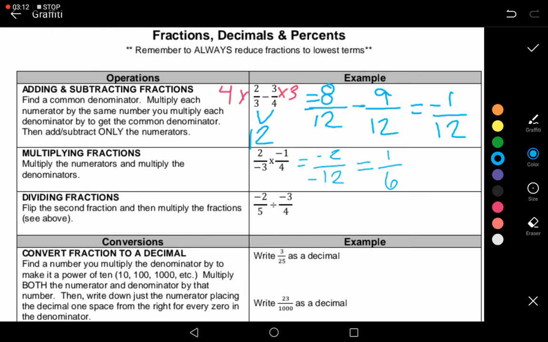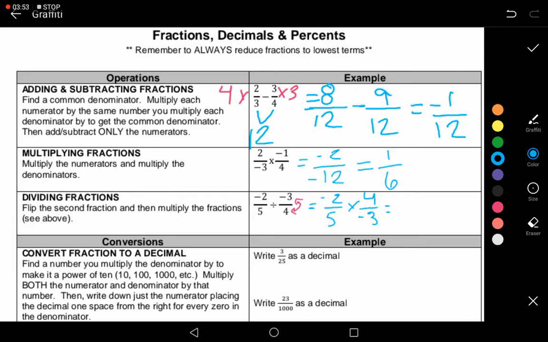Okay, dividing fractions, pretty easy again. All we have to do is flip the second fraction and multiply them together. You're just going to change the numerator and the denominator and multiply. I'll try my best to fit this. The first fraction stays the same. Now we're changing to multiplication and flipping that fraction. We'll move the negative to the bottom, so negative 3 on the bottom, 4 up top, and now we're just multiplying.